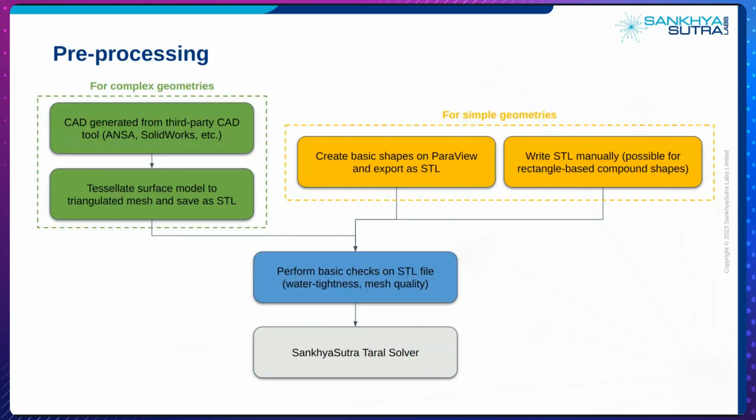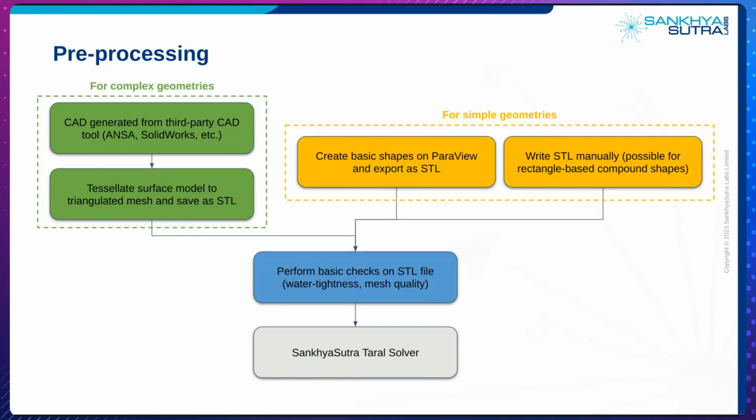So for the pre-processing steps, there are multiple ways that you can do this. For complex geometries, the usual modus operandi is you generate your CAD from any third-party robust CAD tools such as ANSA, SolidWorks, Creo, etc. Then you tessellate your surface model, in whichever format you've designed it in, into a triangulated format and save it as an STL. So Taral takes STL format files in the ASCII format as an input for geometries.